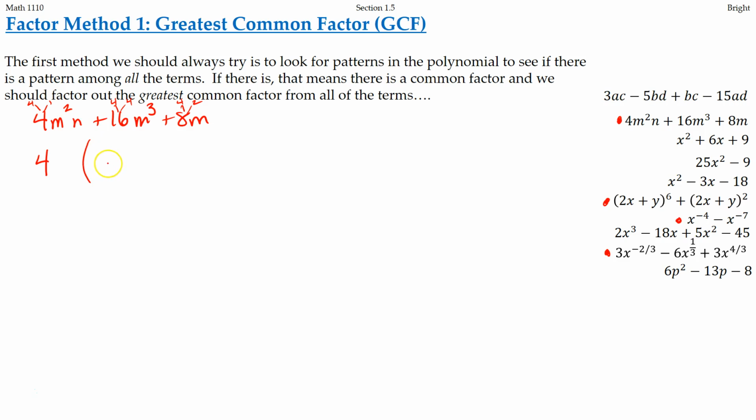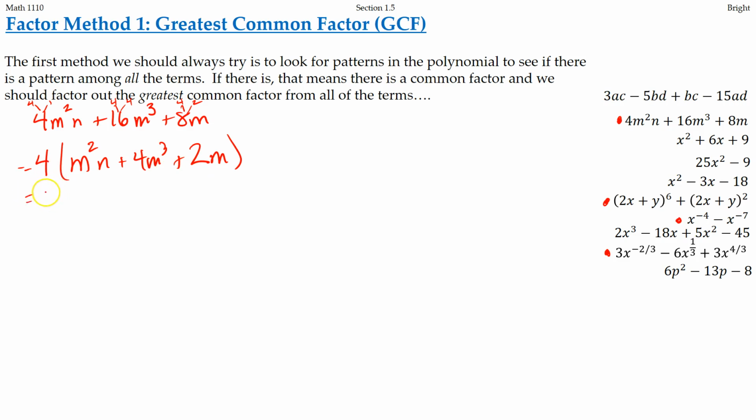So this first term, we'd have m squared n plus 4m cubed plus, not 8 anymore, 2m. Okay, and then just to check, again, it's good to check, you could distribute the 4 to each of the terms if you wanted to make sure that you did everything appropriately. Okay, but now I think I can go further. I think I can say, looking at these terms inside here, there's even more in common than just a 4. There's actually an m, as in Mary, involved in each of the terms.